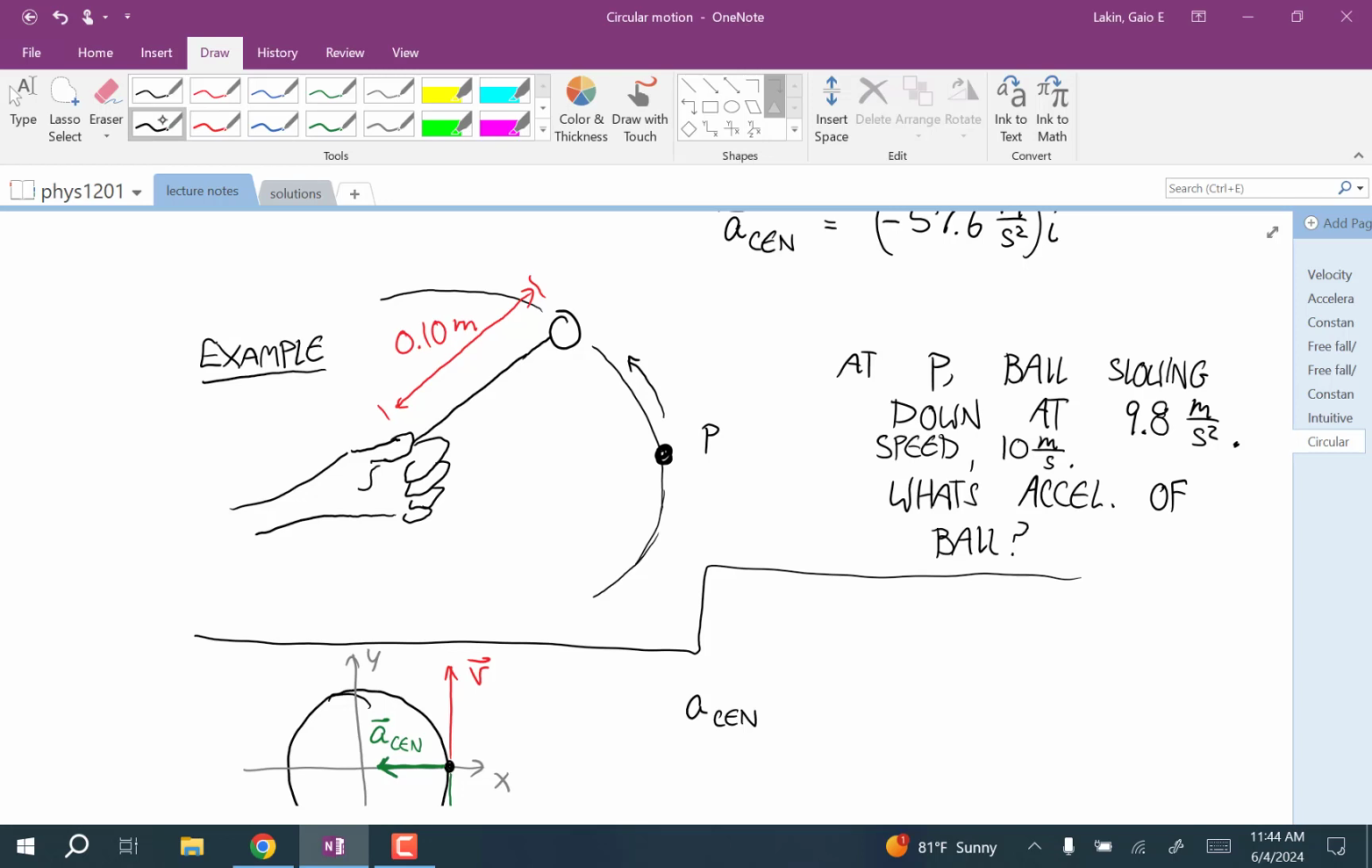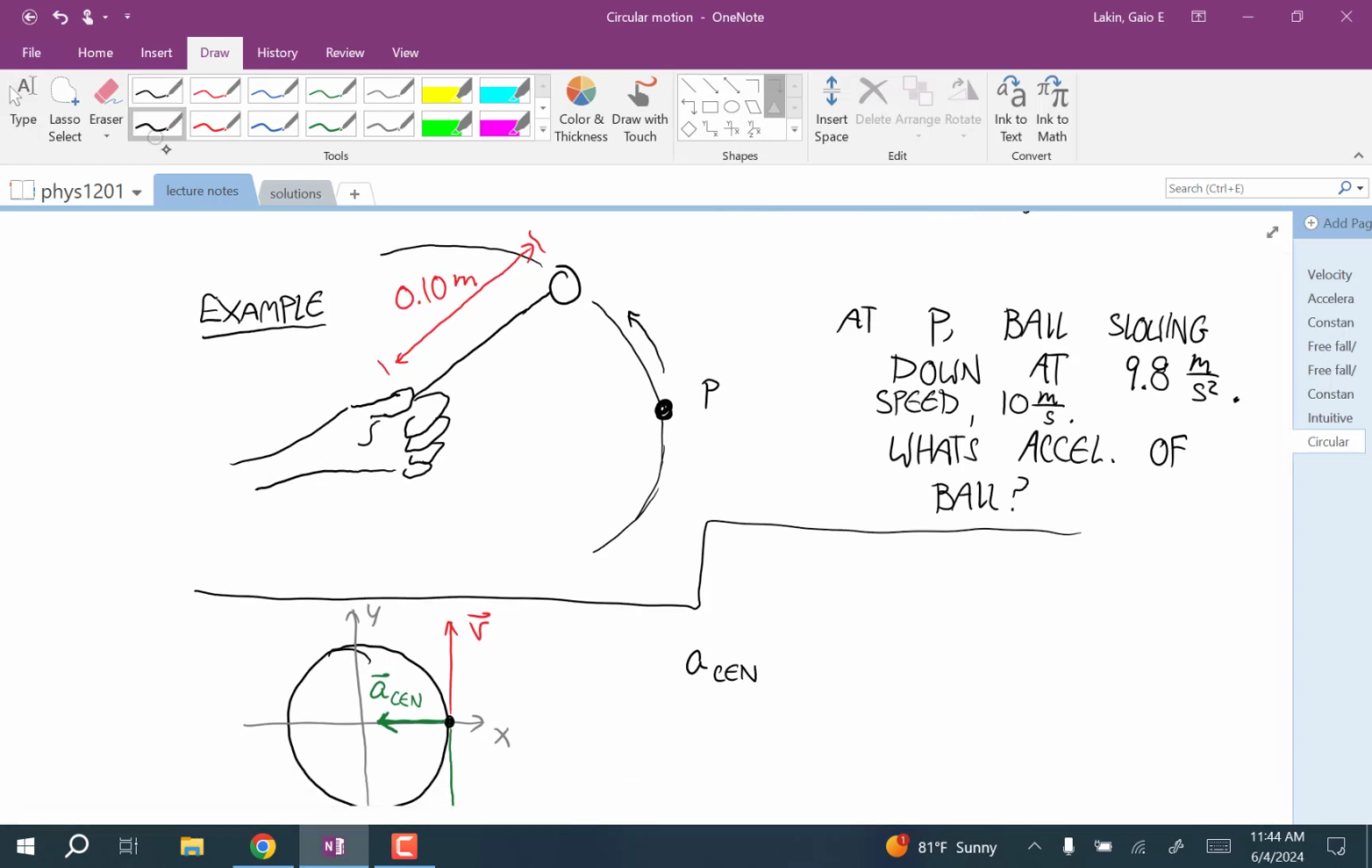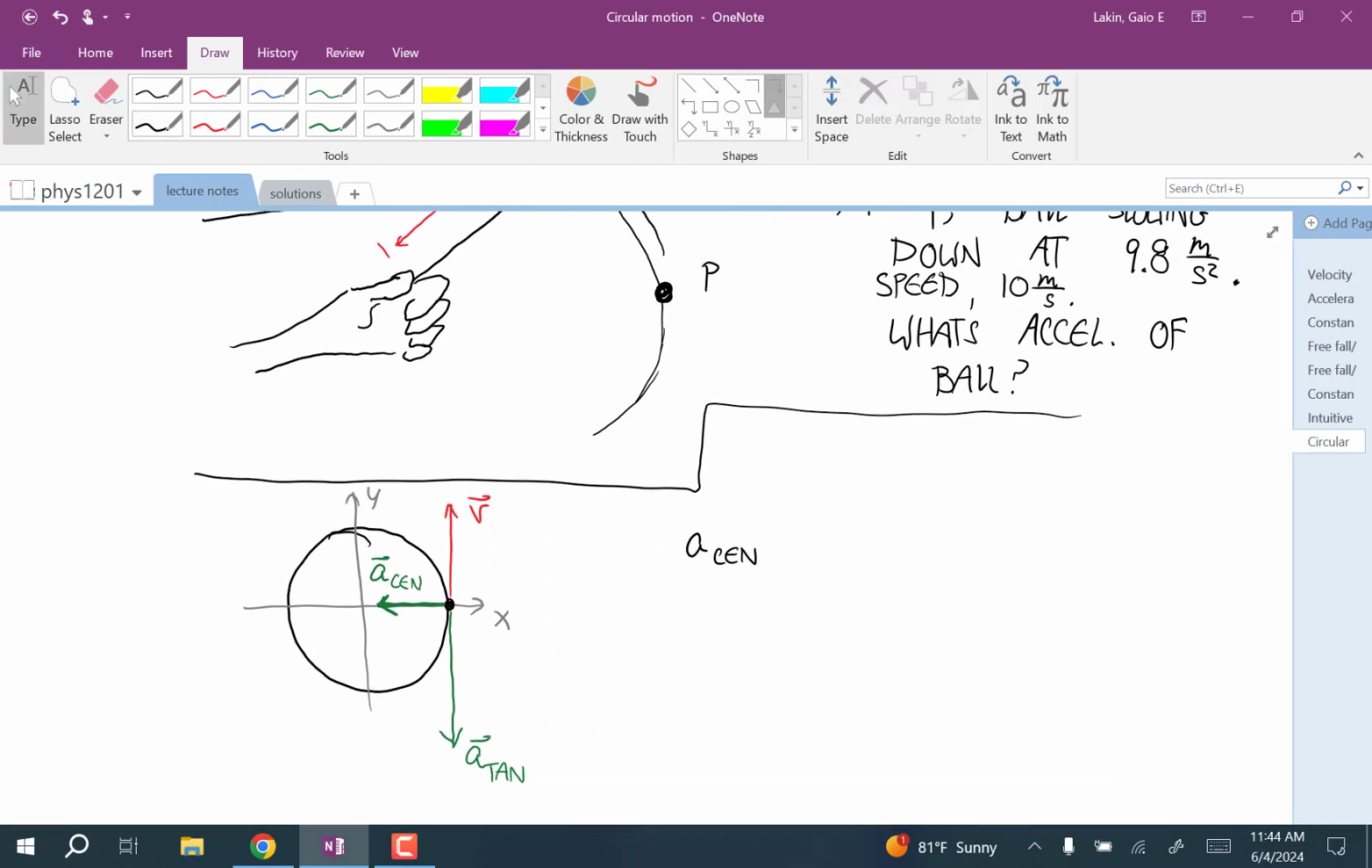Okay, we're assuming that that was all given. I just forgot to write that down. So the magnitude of the centripetal acceleration is v squared over r. So that is 10 squared over 0.1.